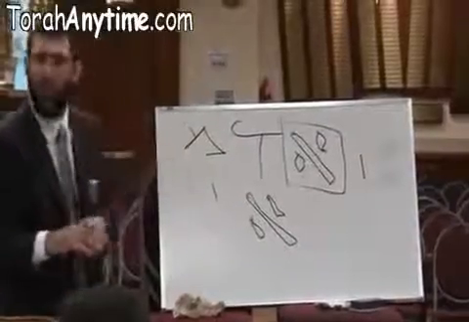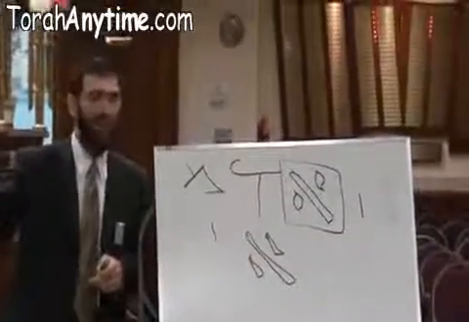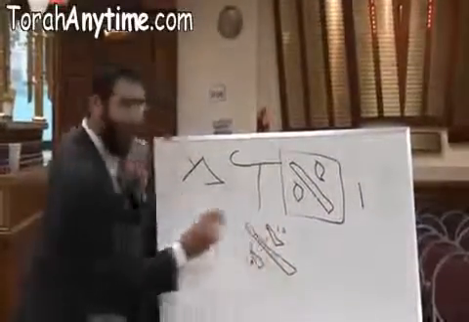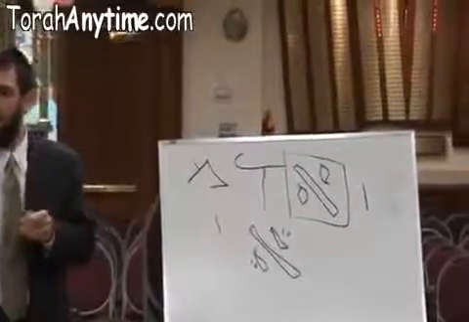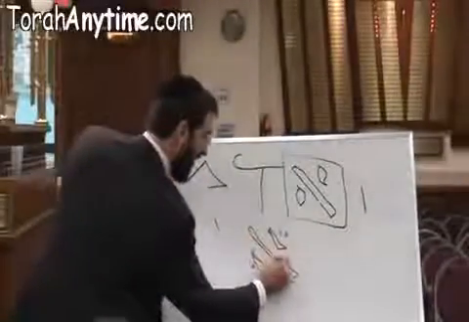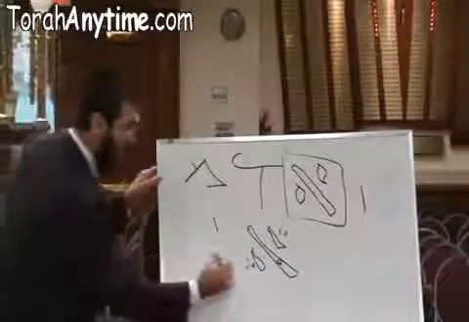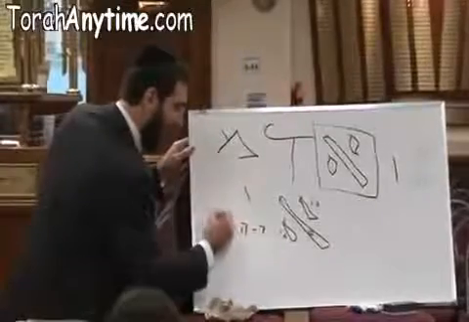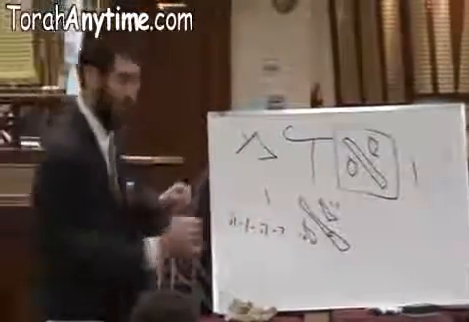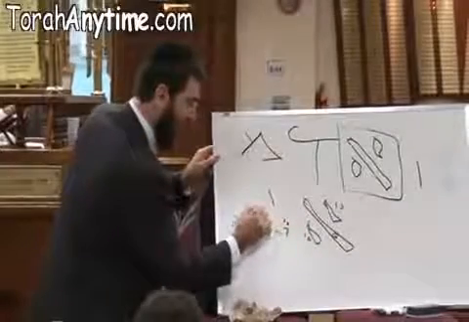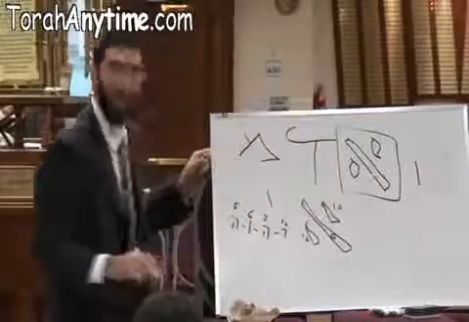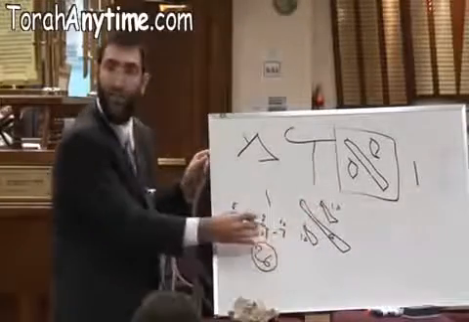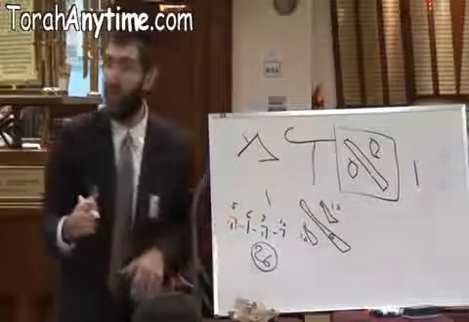Help me along. What's the numerical value of yud? Aleph, beit, gimel, dalet, hey, vav, zayin, chet, tet, yud. So I have yud, and the numerical value of a vav: aleph, beit, gimel, dalet, hey, vav, 6. That's interesting because that happens to be the same numerical value as this word: Yud, hey, vav, hey. God's name. Yud is 10, hey is 5, vav is 6, hey is 5. You add it together, what do you get? 26. So we see in the structure of the aleph the same numerical value as God's name.